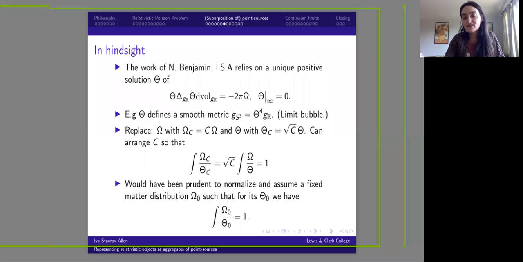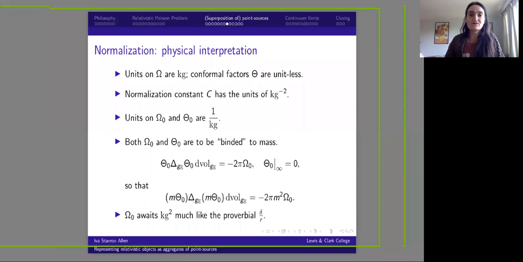Now, it might feel like this is just algebra. Why am I bothering to mention this? It was interesting for me to notice that if you keep track of units throughout this business, and thank you, Christina, I actually mean this, one of the things that I learned through working with Christina was that there's a lot to learn from paying attention to units. When I focused on, okay, what are the units on omega naught and theta naught, I realized they're 1 over kilograms. That was really confusing to me until I realized that what it really means is that they need to be bound to mass.